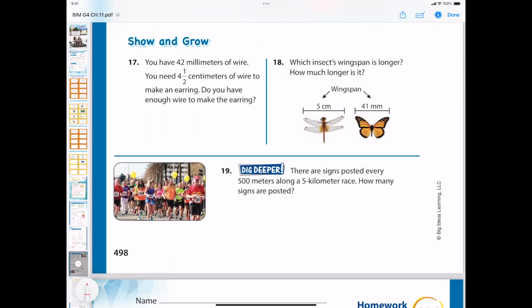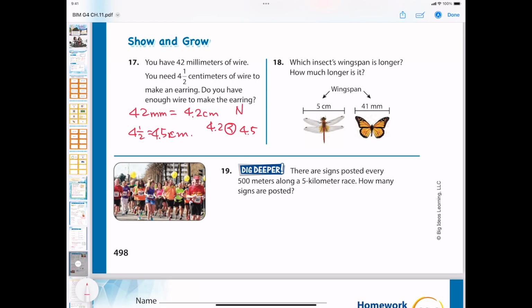Now show and grow. You have 42 millimeters of wire and you need 4.5 centimeters of wire to make an earring. Do you have enough wire to make the earring? Okay, we'll see. So 42 millimeters in centimeters is what? 4.2 centimeters. Okay, what about this 4.5 centimeters? Now you need to compare 4.2 versus 4.5, which is what? Yes, 4.5 is greater, which means you don't have enough wire.